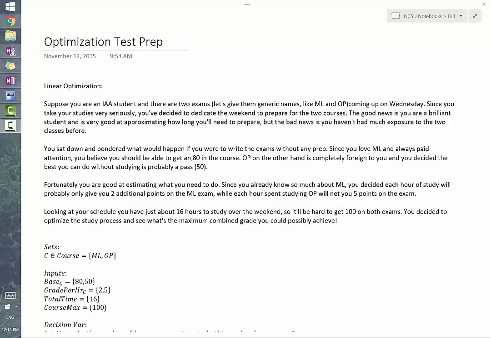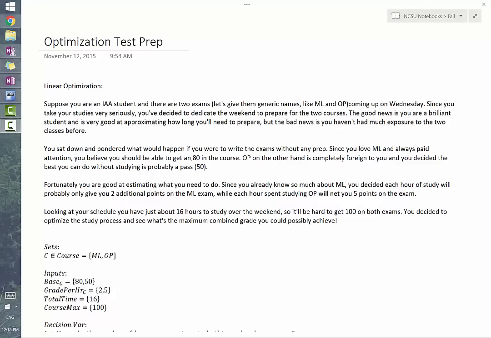Now the good news is you're a brilliant student and you're very good at approximating how long you need to prepare. The bad news, you haven't had much exposure to the two courses before. So you sat down and pondered what would have happened if you were just to write the exam without any preparation.